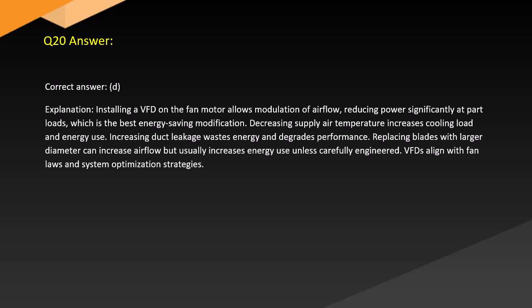Installing a VFD on the fan motor allows modulation of airflow, reducing power significantly at part loads, which is the best energy-saving modification. Decreasing supply air temperature increases cooling load and energy use. Increasing duct leakage wastes energy and degrades performance. Replacing blades with larger diameter ones can increase airflow, but usually increases energy use unless carefully engineered. B, the VFD, aligns with fan laws and system optimization strategies.